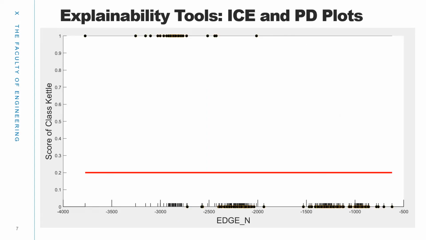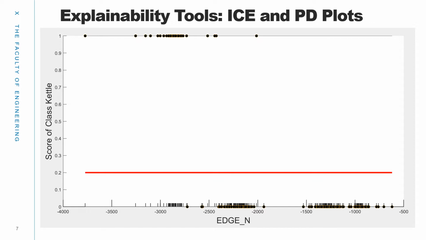The figure seen here displays both ICE and PD plots. The y-axis is the score from 0 to 1 of the predicted outcome with respect to features. Both PD and ICE plots visually show the relationship between an input feature and the predicted outcome, and assume the features are not correlated with each other.